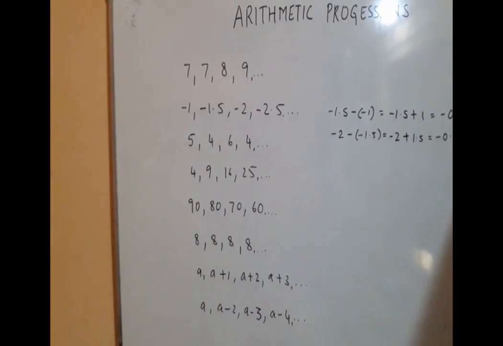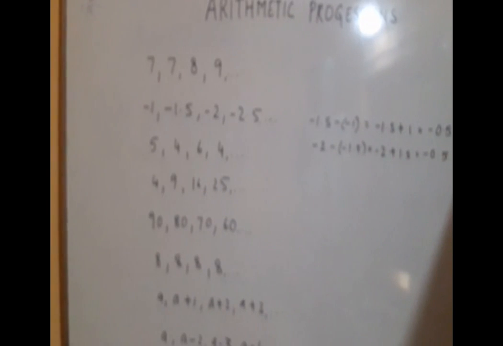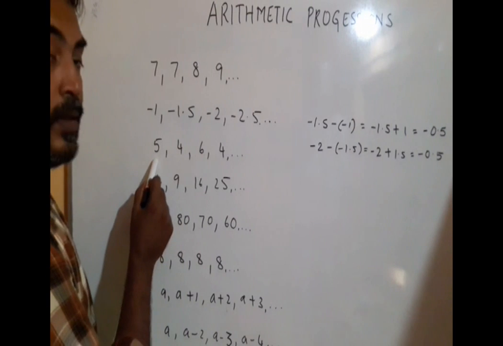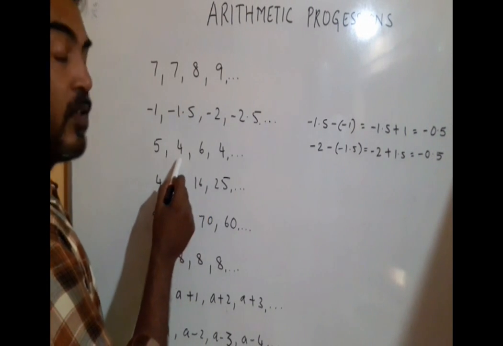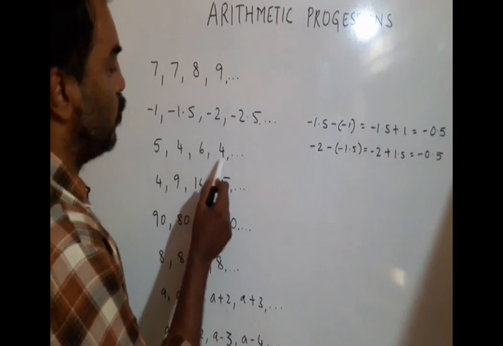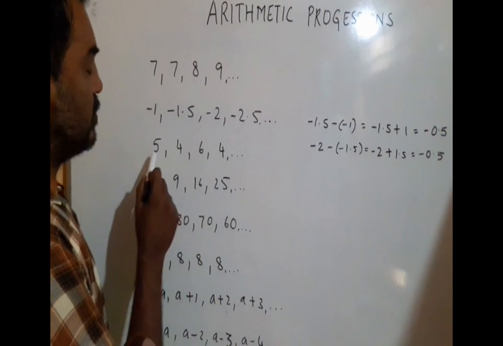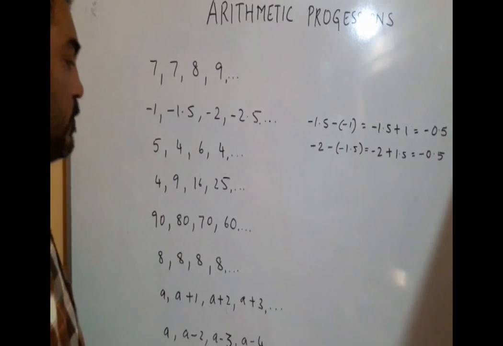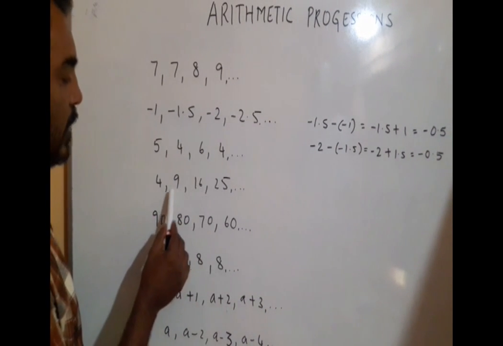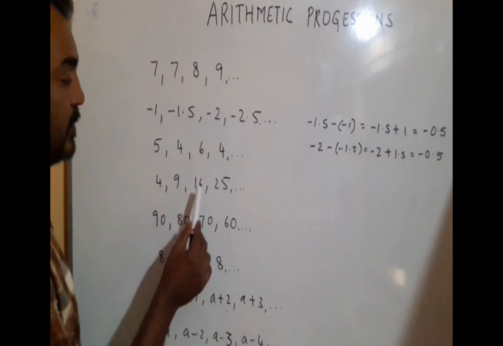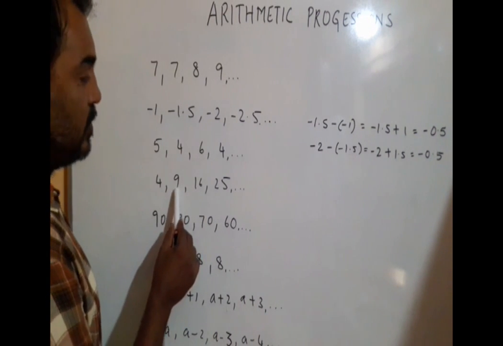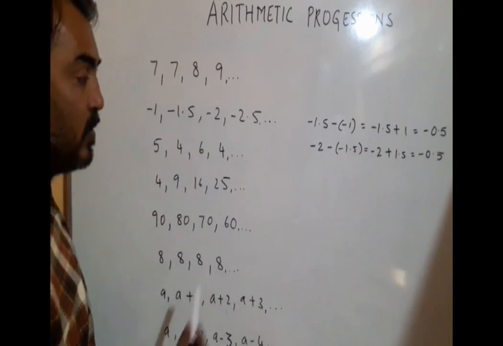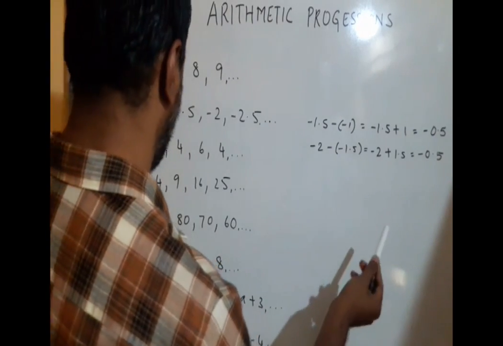Now let us move to the third sequence. We have 4 minus 5, that is minus 1, 6 minus 4, that is 2, 4 minus 6 is minus 2. Since the difference does not remain constant, this is not an arithmetic progression. The next one: 9 minus 4 gives us 5, 16 minus 9 gives us 7, 25 minus 16 gives us 9. The difference does not remain the same, so this is not an arithmetic sequence.